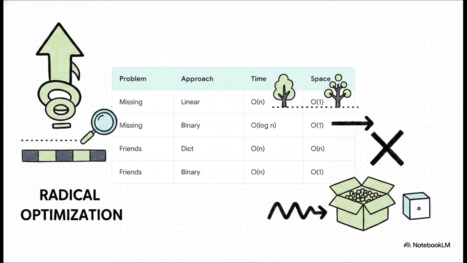For the friends of appropriate ages problem, using a dictionary requires O of n extra space just to track ages. But the binary search approach eliminates the counter entirely. It optimizes your space complexity all the way down to an O of 1 constant.